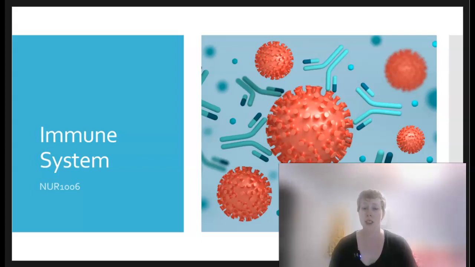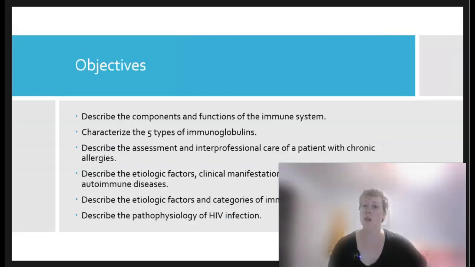All right, so we've talked a little bit about inflammation and infection, and so now we're going to go a little bit more into the immune system itself. Here are your objectives, straight from the textbook. We're going to get into how the immune system works, and then we're going to touch a little bit on HIV, which will be kind of a precursor into our last lecture of this unit, which will be on sexually transmitted diseases.